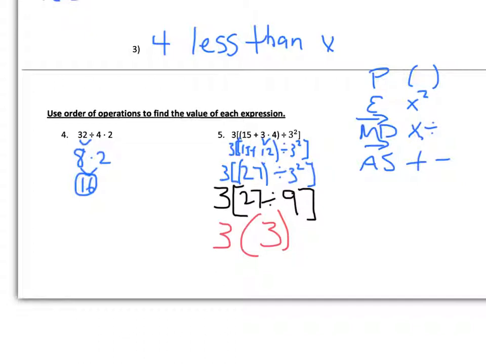Okay, bring down the 3. Now I can finally multiply that 3 on the outside with what's inside the parenthesis. And 3 times 3 is 9. There's my final answer for number 4.